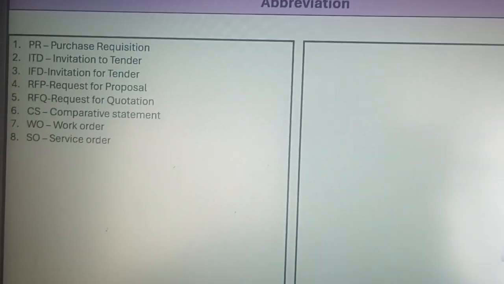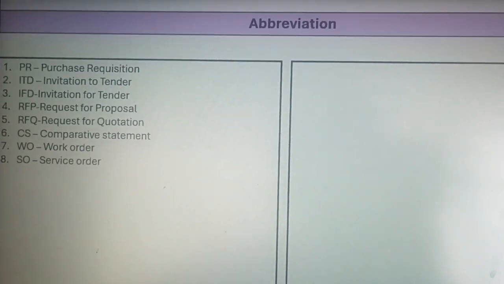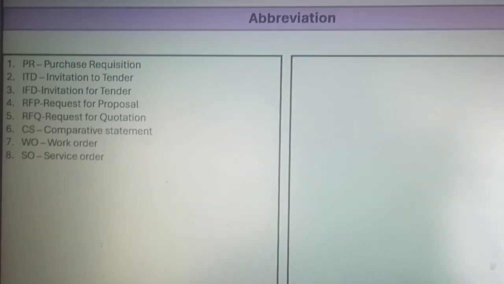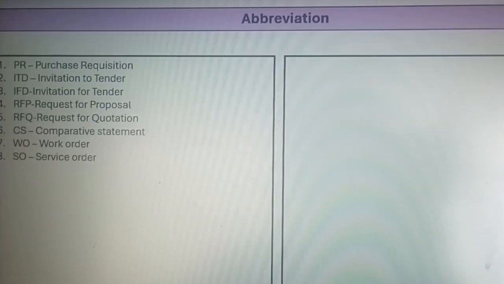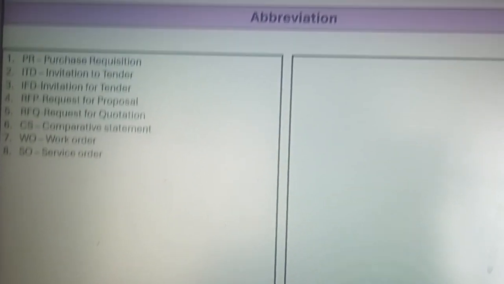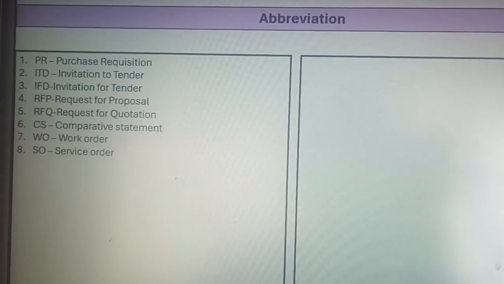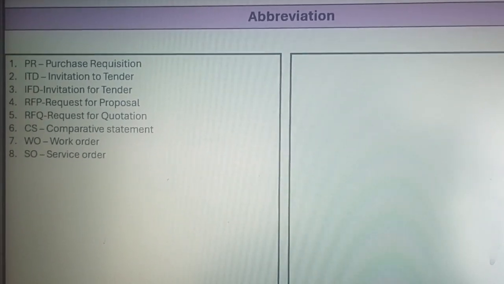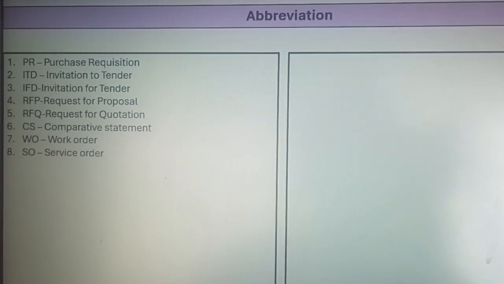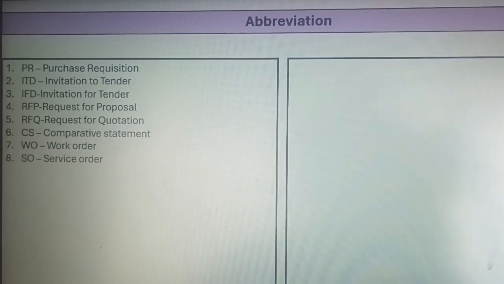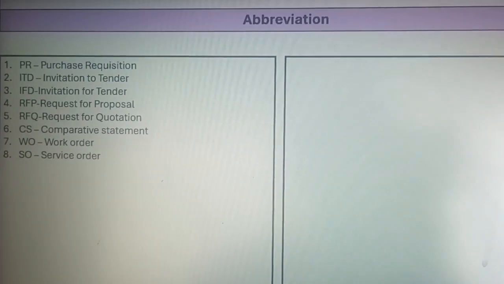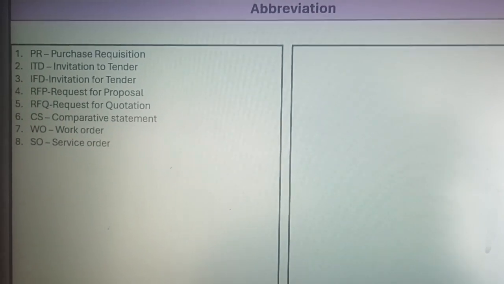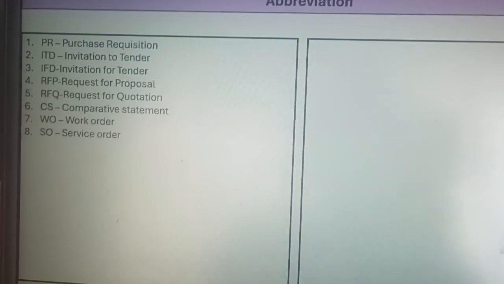Then the other is a service order. We also discussed that service means we hire third-party services or a contractor who gives us their services and we give them the payment. So it is a service order. There are various short forms used in terms of orders.